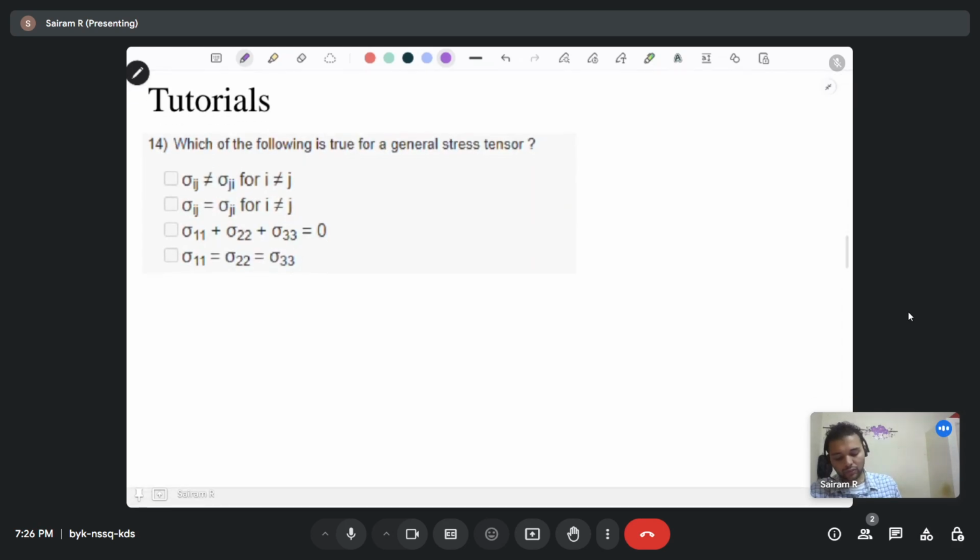Which of the following is true in a general stress tensor? Sigma ij is not equal to sigma ji for i not equal to j? No. Sigma ij equals sigma ji for i equals j and i not equal to j. We know that that is going to be true. So this is the right answer.